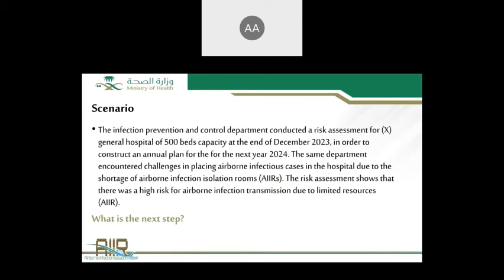This is our scenario. We have the infection prevention and control department. They are conducting a risk assessment for the X general hospital. This hospital has a capacity of 500 beds at the end of December 2023, and they will do the annual plan for the next year, 2024. The infection control department also has a challenge placing airborne infectious cases in the hospital due to the shortage of airborne infection isolation rooms. And as Ahlam mentioned before, the risk assessment shows a high risk of airborne infection transmission due to the limited resources of airborne infection isolation rooms. What is the next step we should be doing?